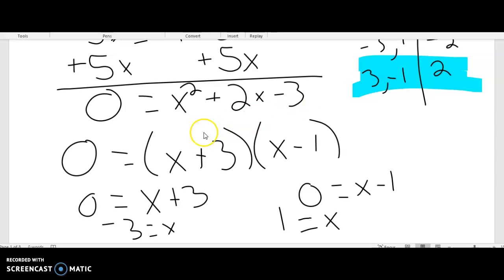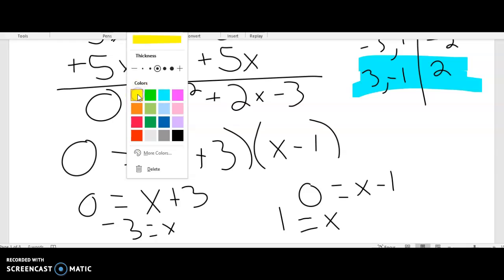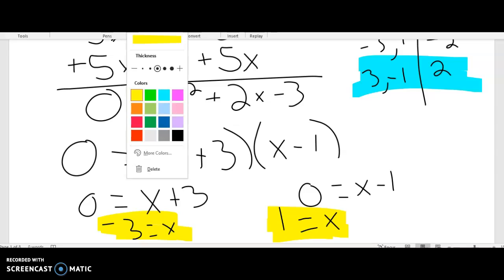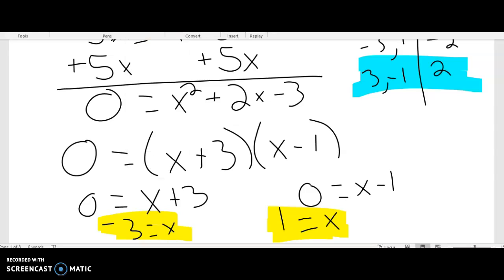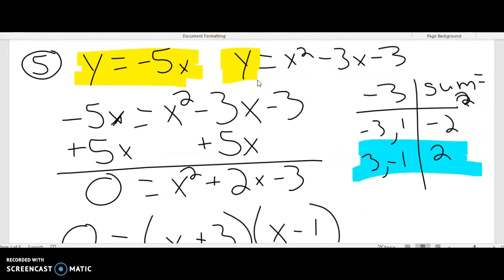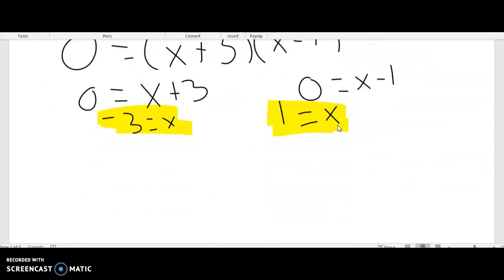So that means that we have to take both of these and plug them back into one of the equations. And we're going to get two different y values. Okay, so let's just do it with the first one. Let's look at what our original equations were. Let's change what's going on over here. Okay, y equals negative 5x. That's easy peasy. We got this one.